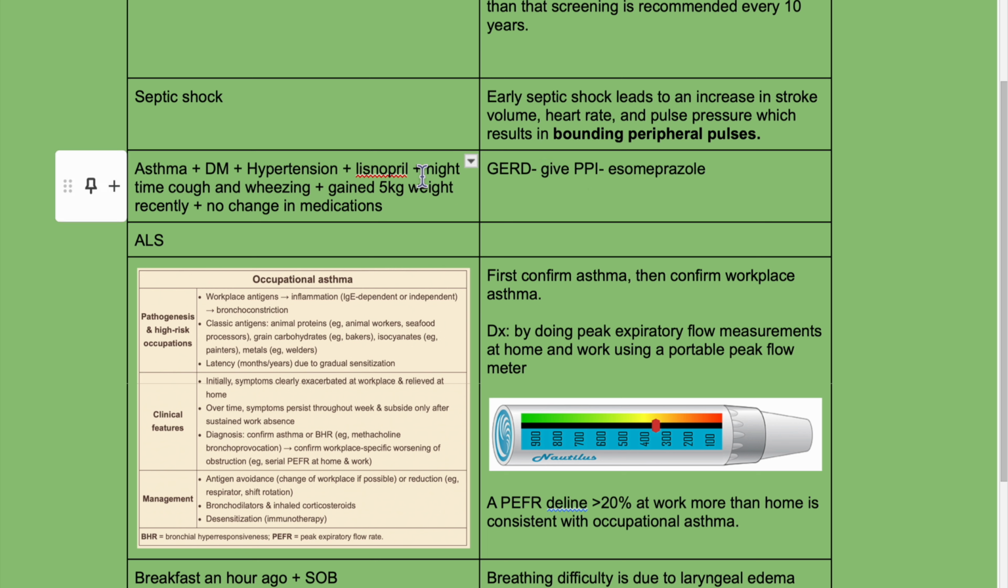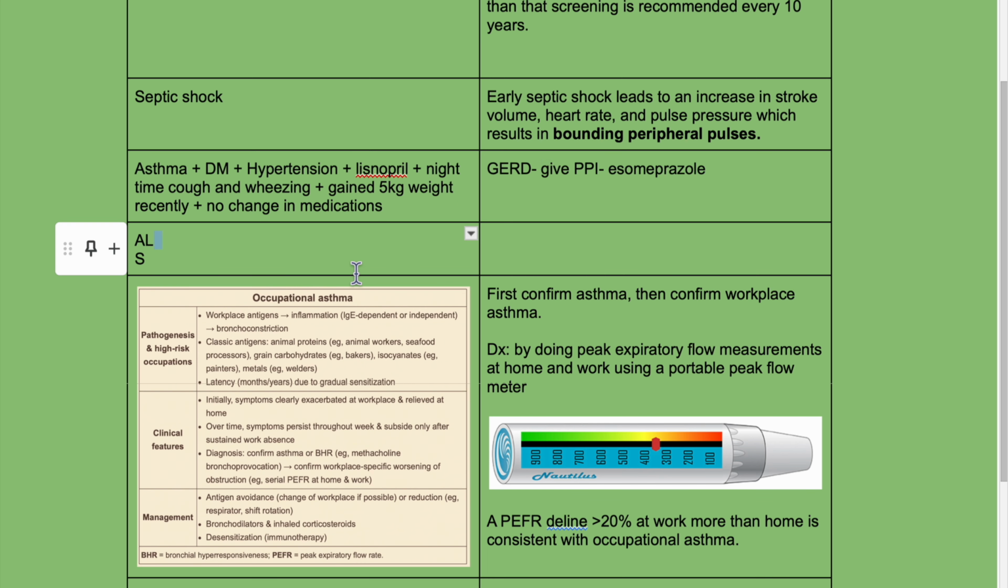Why? Because this is nighttime only, when they're lying down, and they have gained 5 kilograms recently, because they have been eating a lot. Since there's no change in medication in recent times, it's probably not because of lisinopril. So you're going to treat them for GERD. You give a PPI, esomeprazole.